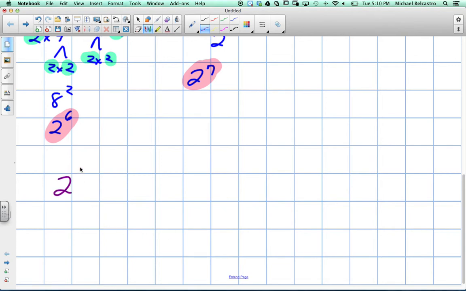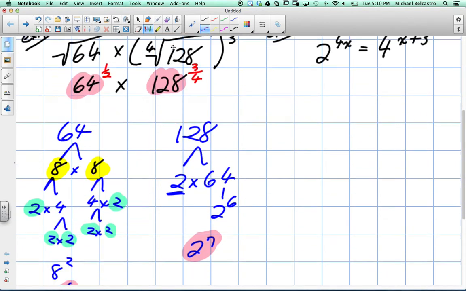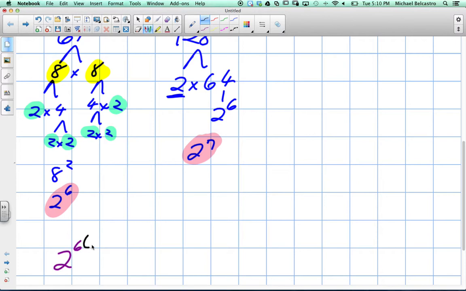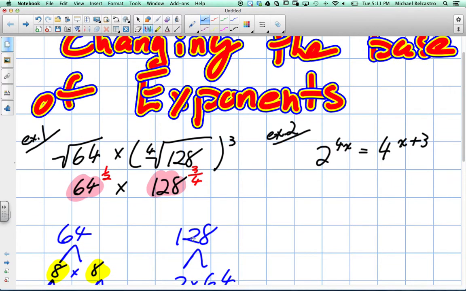It becomes 2 to the power of 6 times the original, which was a half. Times, and this one becomes 2 to the power of 7, and its exponent was technically 3/4. Yeah, 3/4.